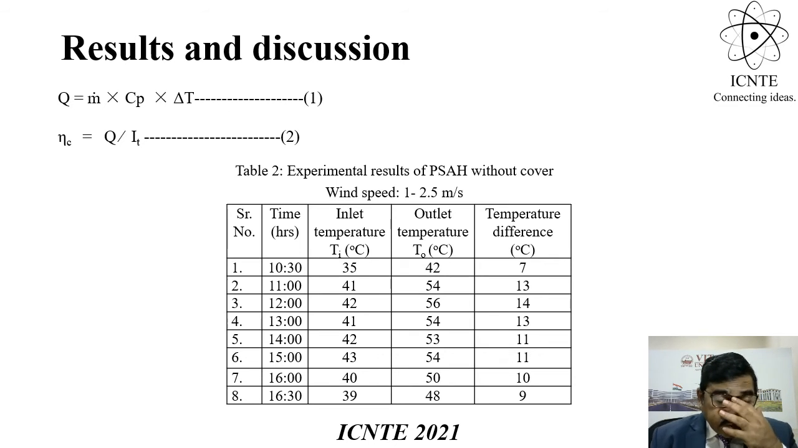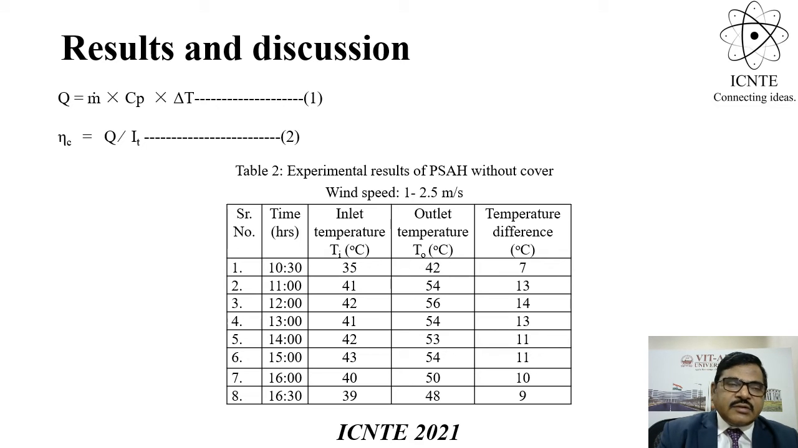You can see the inlet temperature at 10:30 is 35 degrees centigrade, and the outlet 42 degrees centigrade. There is an increase of 7 degrees. As the sun moves, around 12 o'clock the temperature difference between inlet and outlet reached 14 degrees centigrade, and from 1 o'clock onwards it diminished. This is without cover. These are the readings. Here the maximum temperature rise is from 42 degrees centigrade to 56 degrees centigrade, that is 14 degrees centigrade.